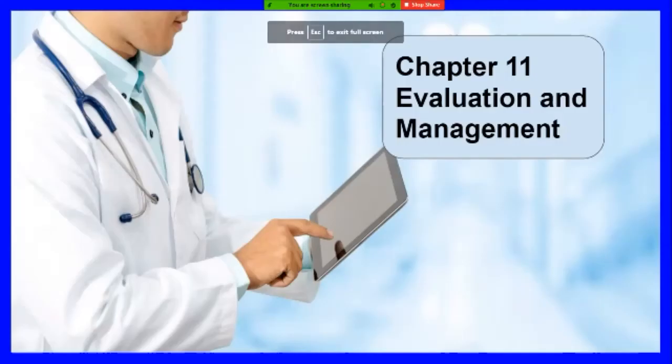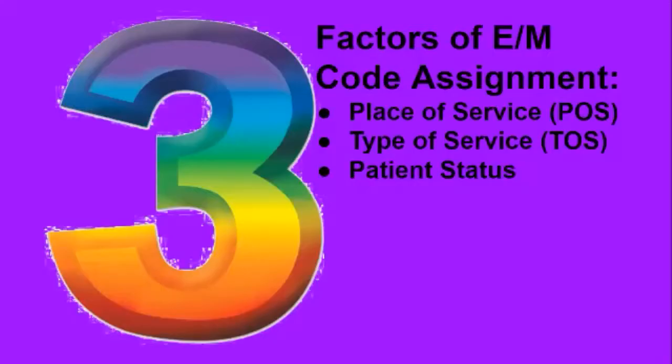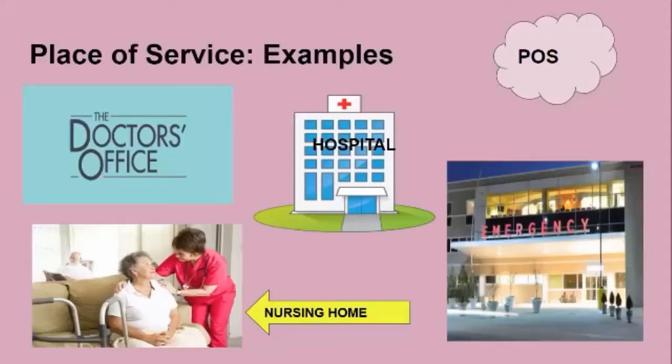So again, chapter 11, evaluation and management. Remember, if you're going to be reading this in your ebook, it's going to be found under unit 3, chapter 11. Okay, there are 3 factors of E&M code assignment. We're going to have place of service, that's where you're having the service done. Sometimes it's noted as POS, type of service, which is TOS, and patient status. Now let's talk about each one of those areas.